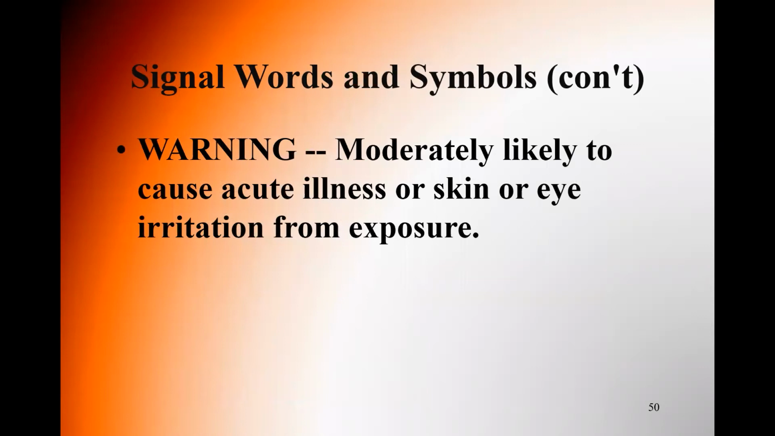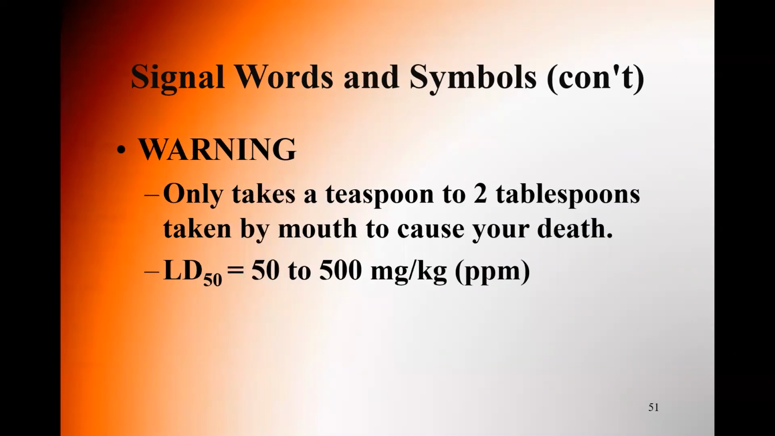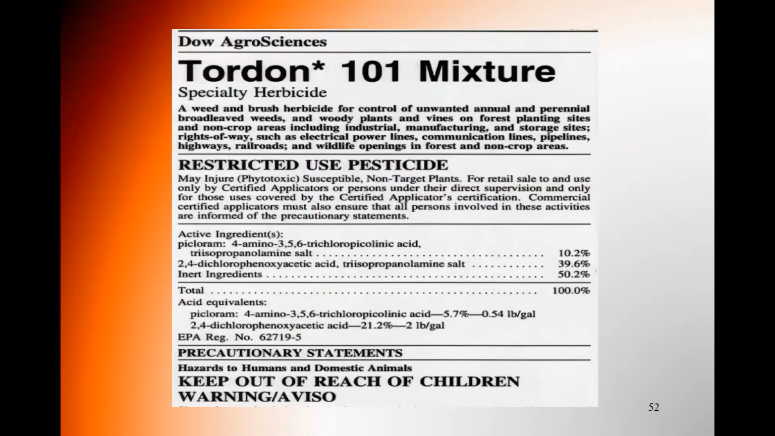If we have the signal word warning, it's moderately likely to cause acute illness or skin or eye irritation from exposure. It would take a teaspoon to 2 tablespoons by mouth to cause death of a normal-sized human being. That would put it in that LD50 range of 50 to 500 milligrams per kilogram. So we're moving up quite a bit. Your Tordon 101 mixture has a signal word warning.